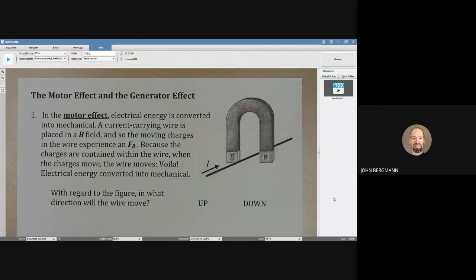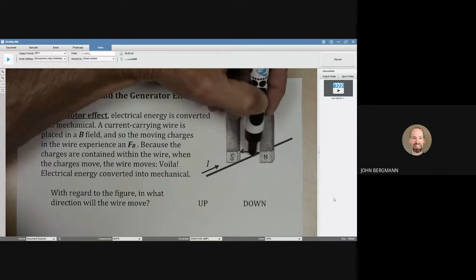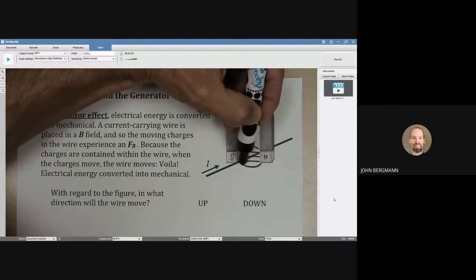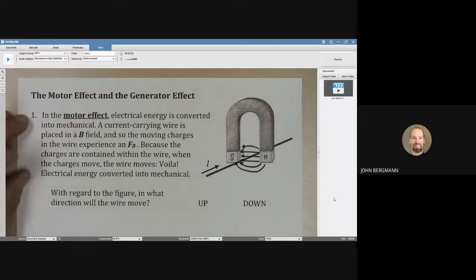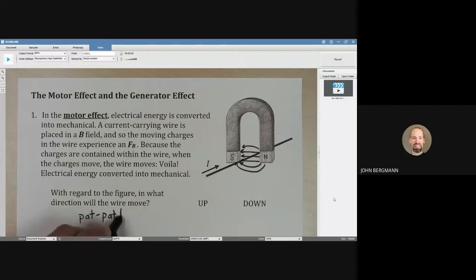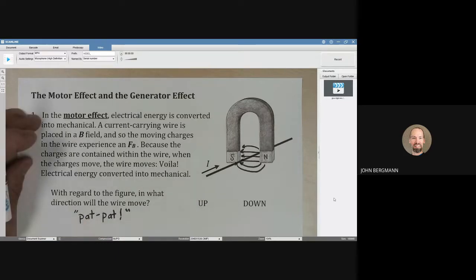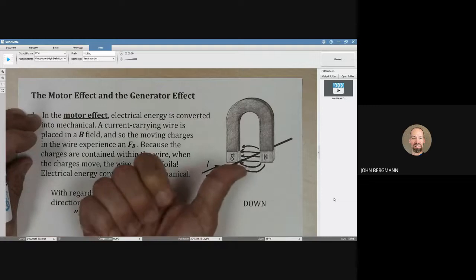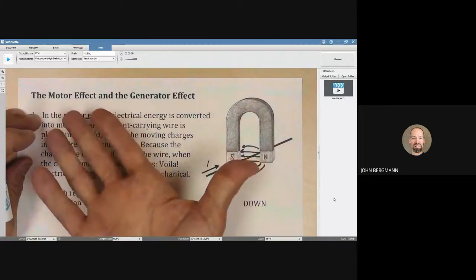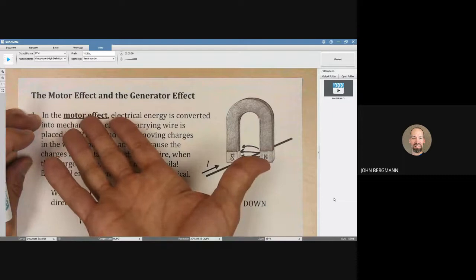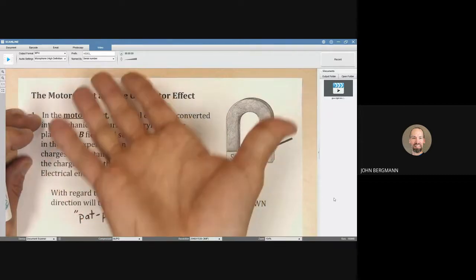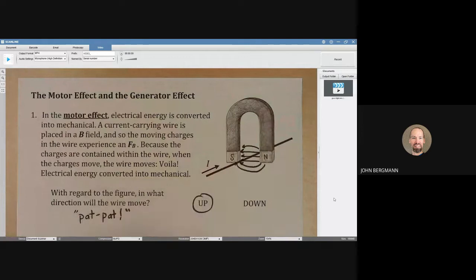With regard to the figure, in what direction will the wire move? We need to know which way the magnetic field is directed. Outside of a magnet, the magnetic field is directed from north to south. So basically where this wire is, the magnetic field is pointing to the left. If we use our right-hand rule, where our thumb points in the direction of the current and our fingers point in the direction of the magnetic field lines, you can see the force is going to be up like that.